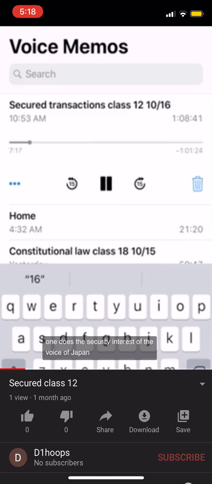9-315(a)(1). Does the security interest of Voice of Japan continue in the sale? Yes, unless. So what's the unless in this problem? It's not a buyer in the ordinary course. The garage sale exception. How does the garage sale exception work? It's the nickname, and in this problem we set it up as a garage sale. But it doesn't have to be a garage sale.